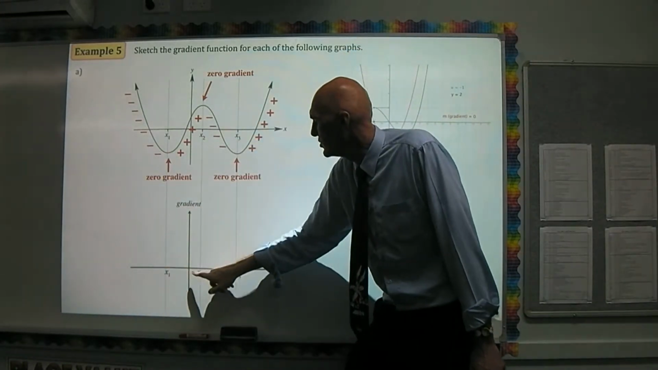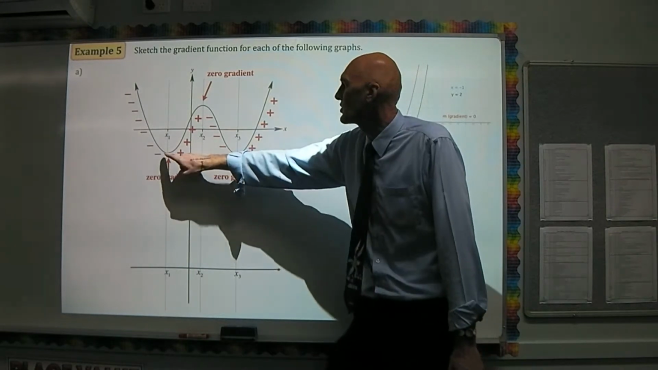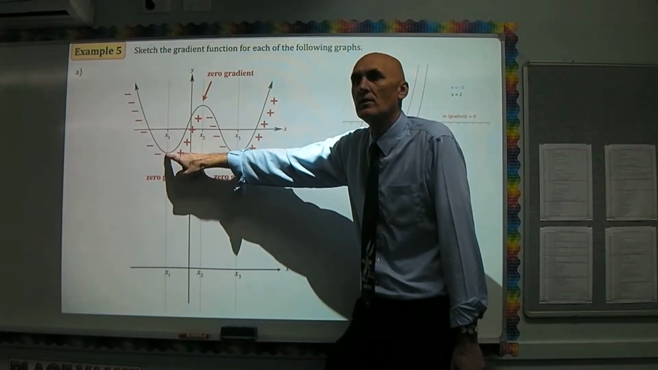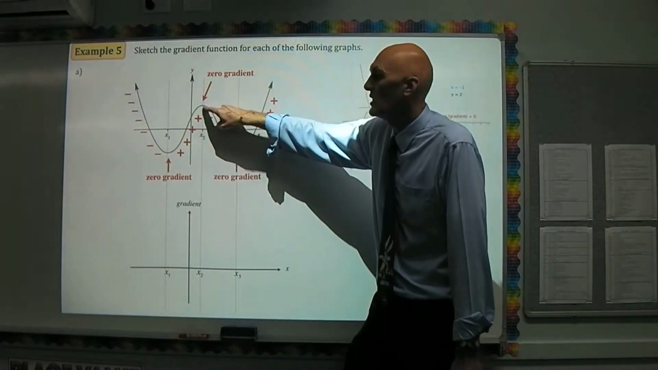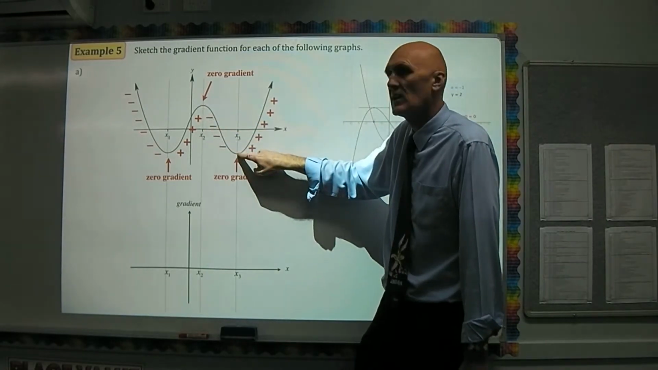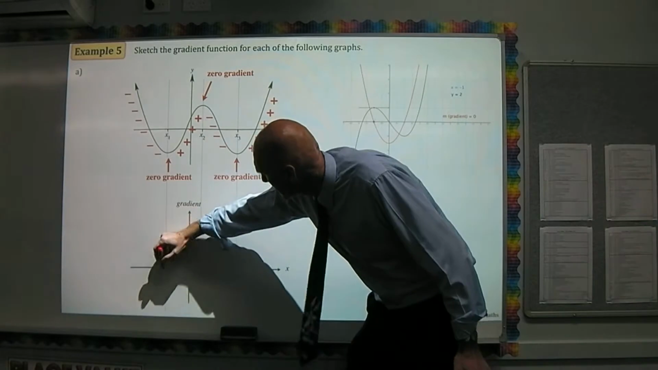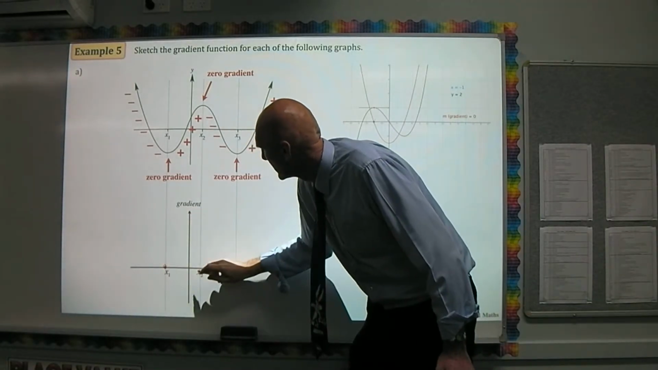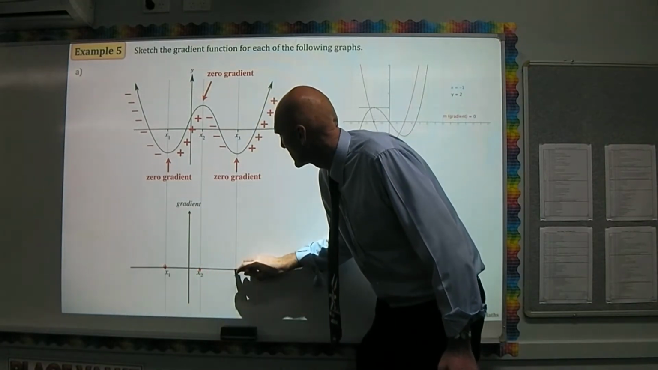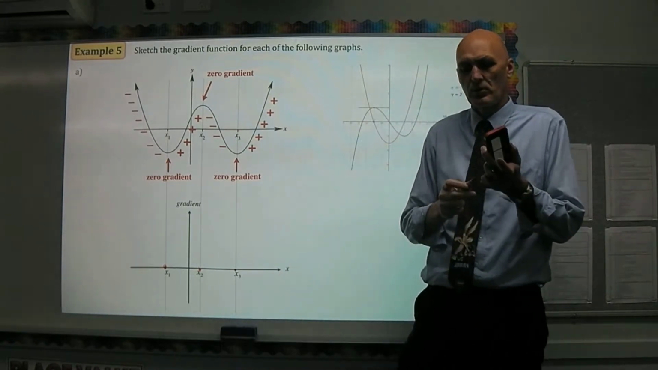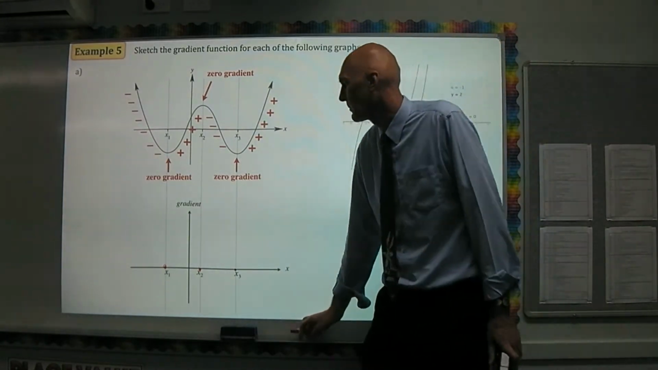I come down to my new gradient graph. What's the gradient there? 0. What's the gradient there? 0. What's the gradient there? 0. So if I wanted to, I could come down here and say, on my new graph, I know it's going to touch the x-axis at those 3 spots, those 3 positions.